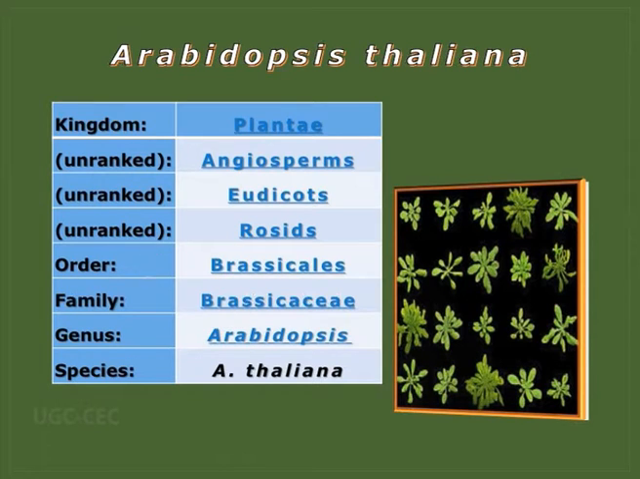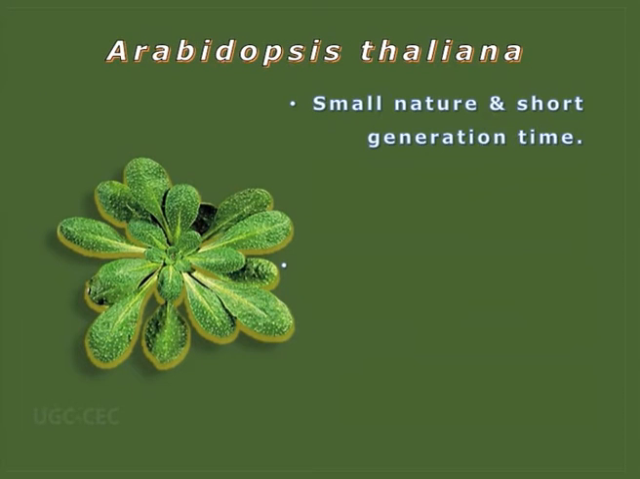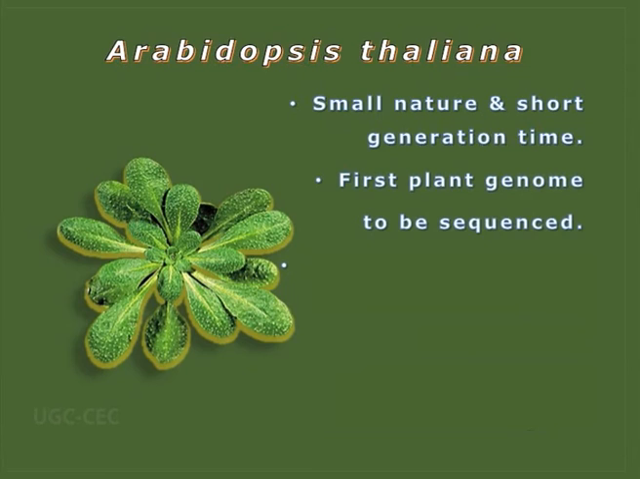It belongs to the order Brassicales and family Brassicaceae, and the genus is Arabidopsis, and finally it is called Arabidopsis thaliana. Its small size and short generation time make it the most suited model plant, and it is the plant whose genome was sequenced for the first time. It is capable of producing several seeds, which is one of the ideal properties of an ideal model plant.